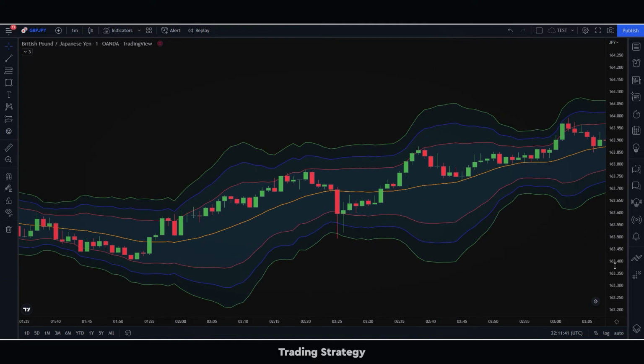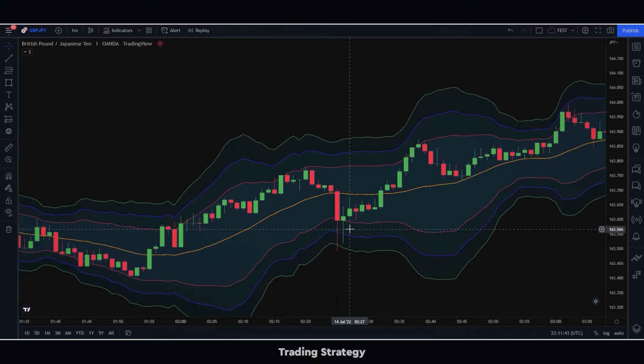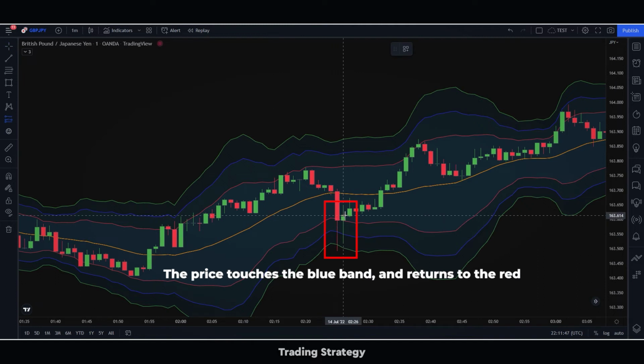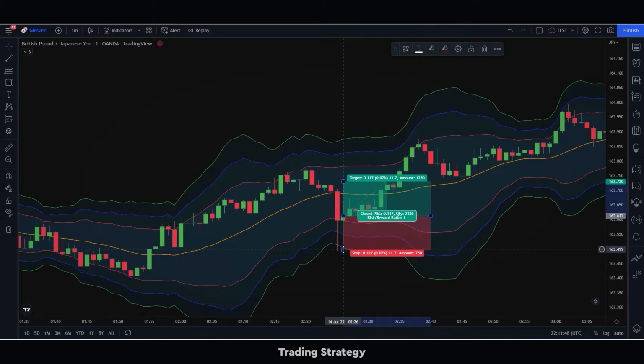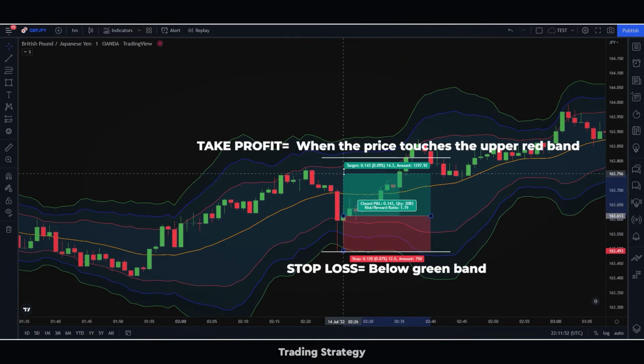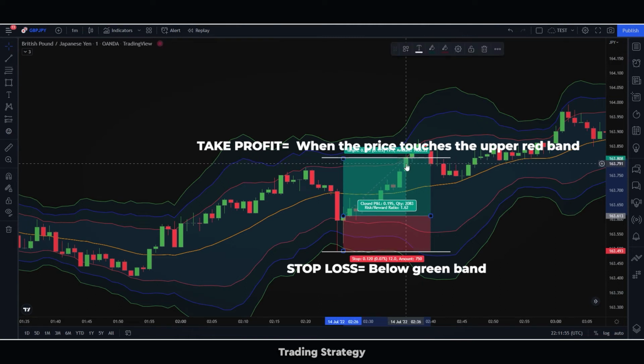To carry out a buy operation, we will wait for the price to touch the lower blue band and turn back touching the lower red band. At that time, we will carry out the buy operation. We will place our stop loss below the lower green band and our take profit when the price touches the upper red band.